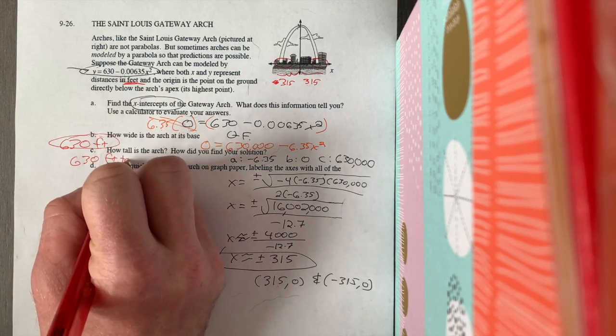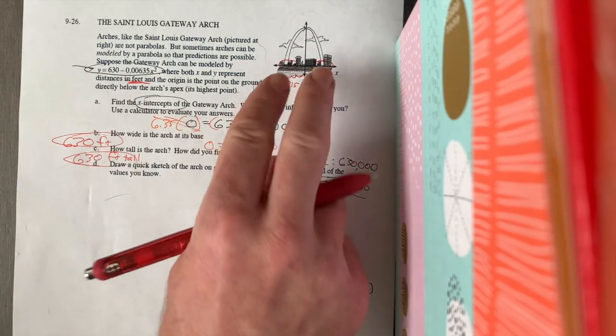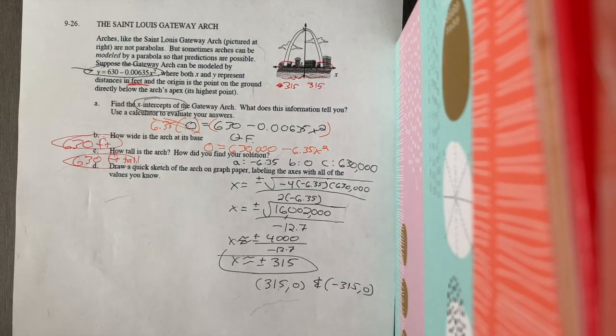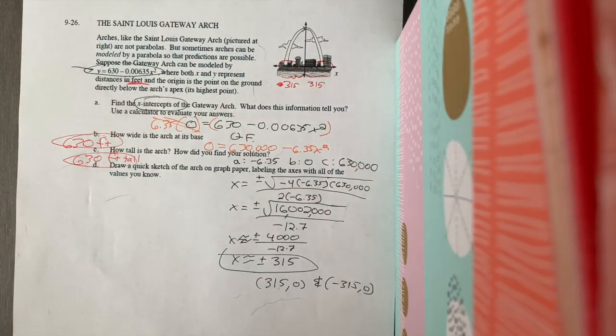That's pretty neat that the archway here is both as wide as it is tall. So they thought aesthetically and also mathematically that it was interesting. It was beautiful that it looked that way.